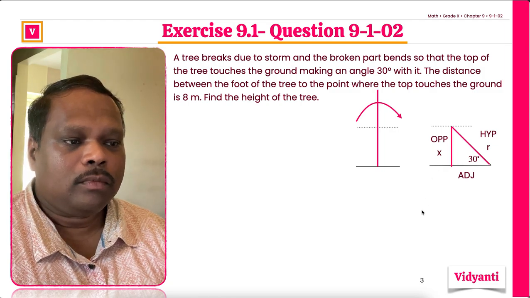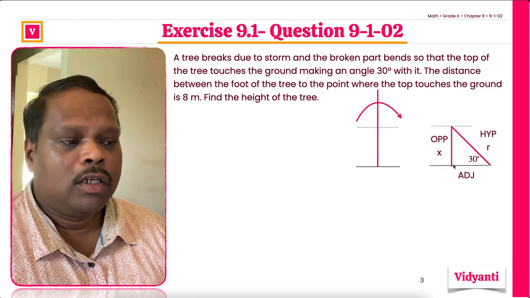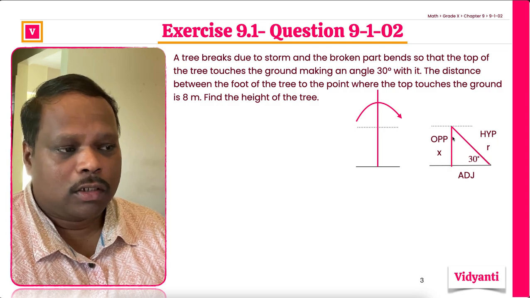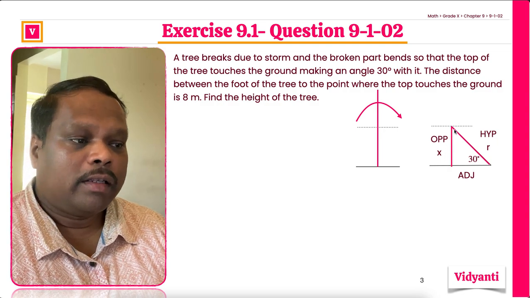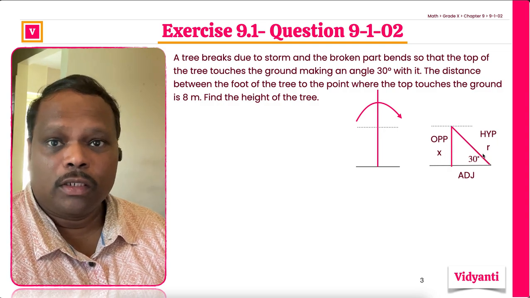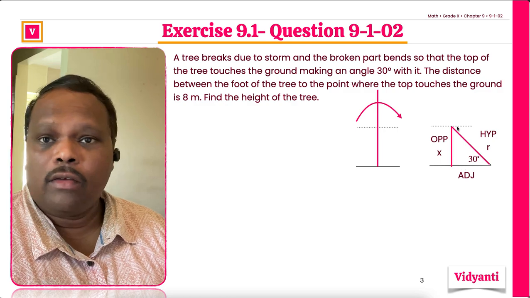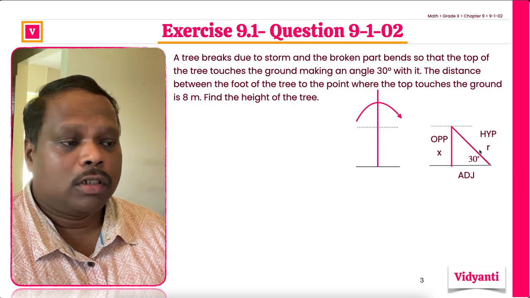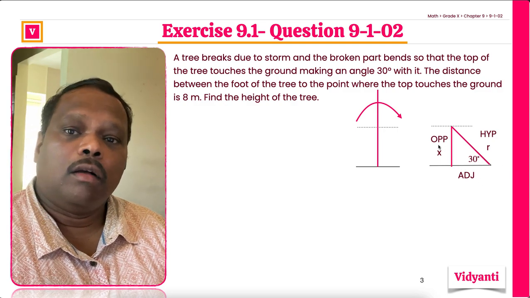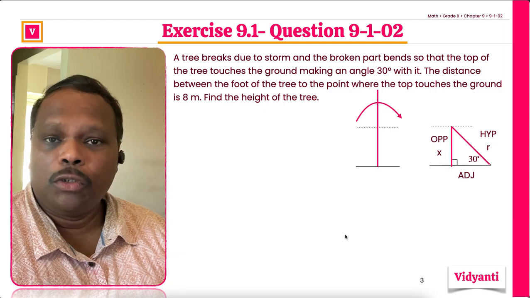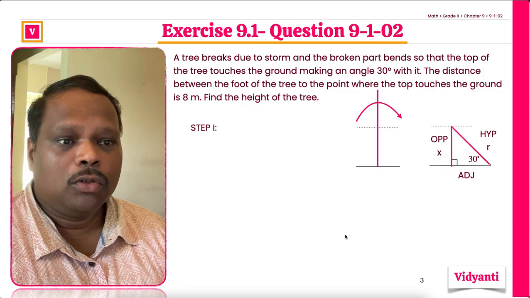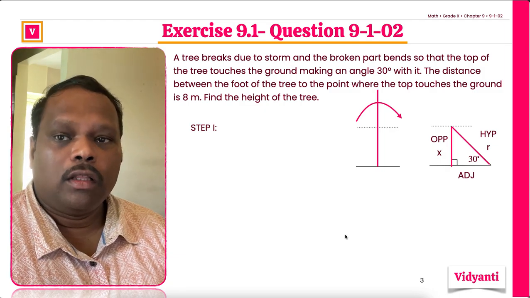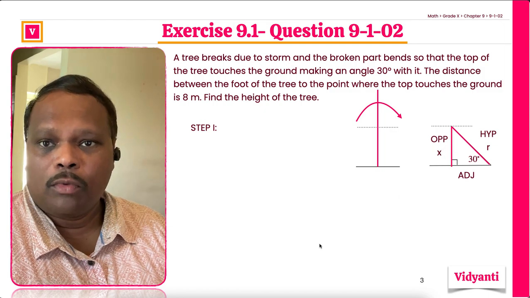Now here we want the complete triangle, so that means we are interested in this remaining vertical height. At the same time, we are interested in this hypotenuse, and if we add them, that should give you the total height of the tree before falling. So we are going to solve this question in two steps. In the first step, we will be calculating this opposite side.